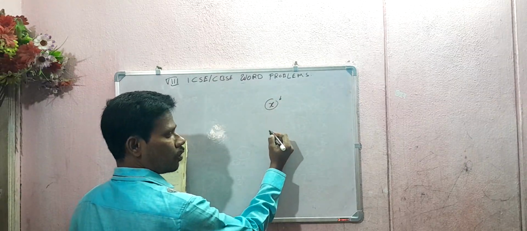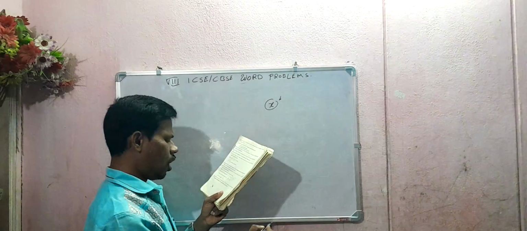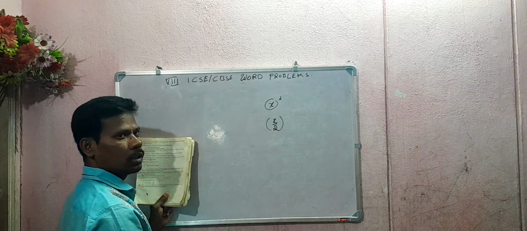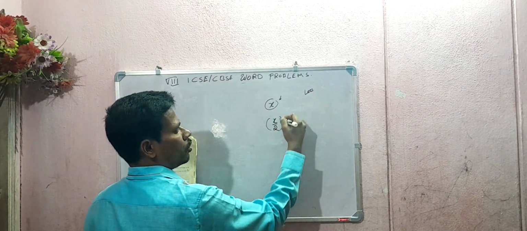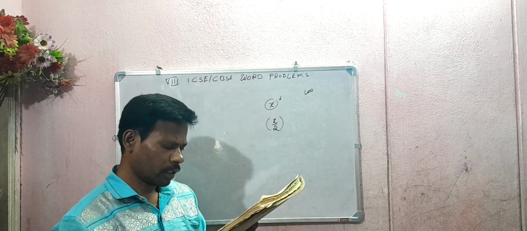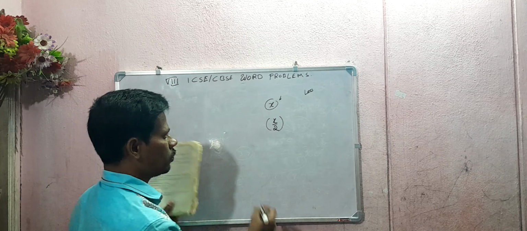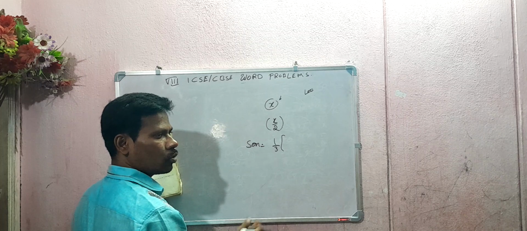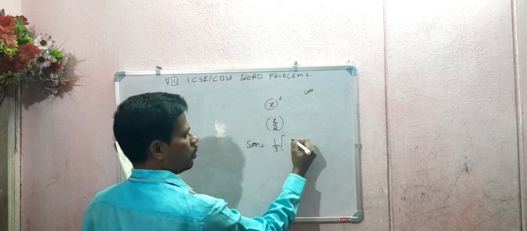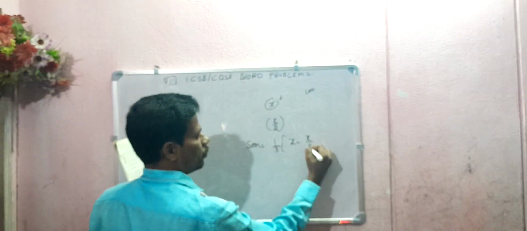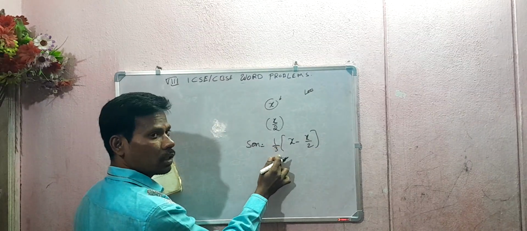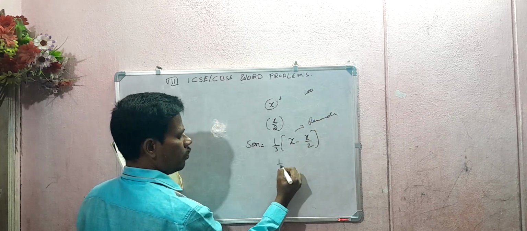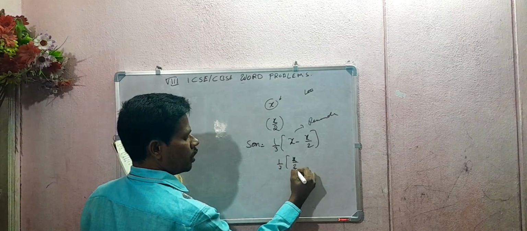What is given according to the question? A man sold half of his land. Half means x by 2. Suppose 100 is there, 100 by 2 is 50, I am just taking an example. He gave 1/3 of the remaining to his son. Remaining, how will you get remaining? Total minus whatever he sold. Total minus x by 2. He gave 1/3 of the remainder to his son. So 1 by 3 into x by 2.